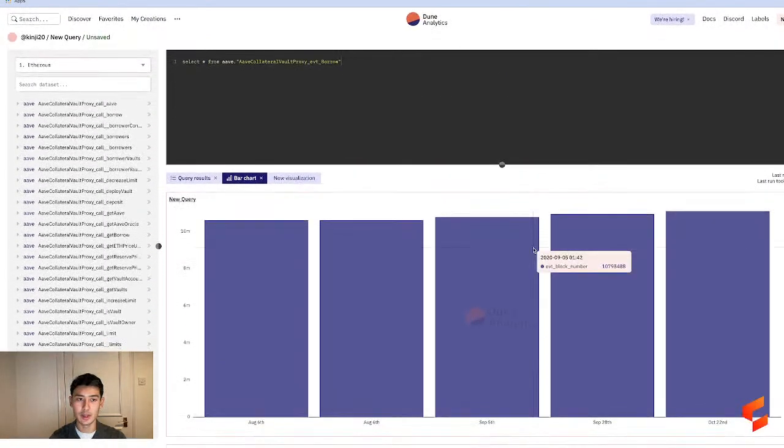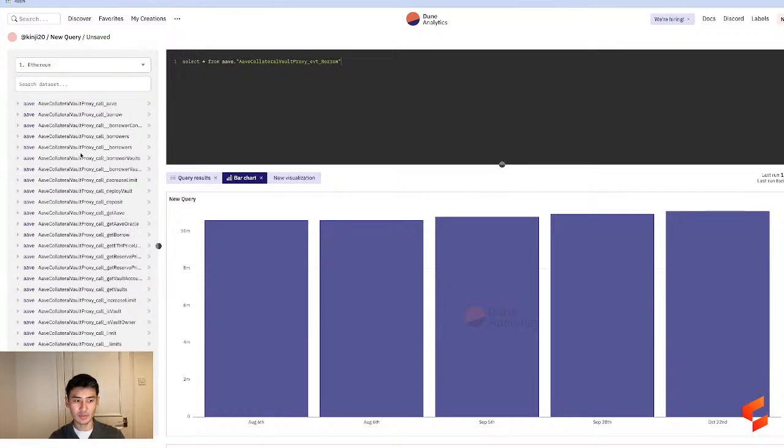So it's fairly simple. Dune does the hard part of having to understand a protocol and identify in the contracts what type of events are relevant to the data that you want to pull.